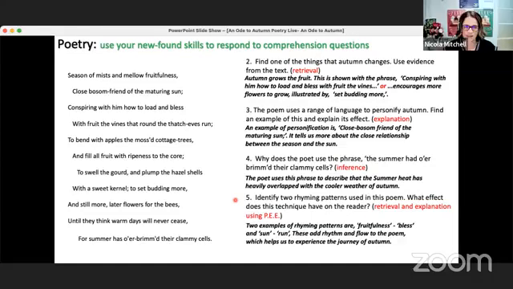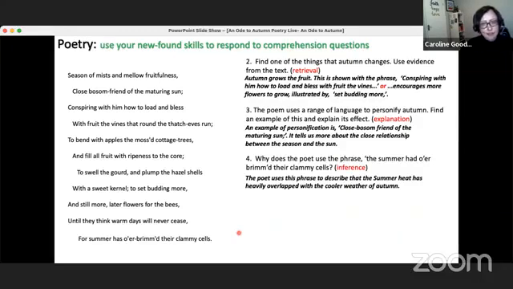So let's take a look at an example of a response. And here's the example. So 2 examples of rhyming patterns are, oh, somebody's put one in here. Well done, Ritesh. Fruitfulness and bless, and sun and run. These add rhythm and flow to the poem, which help us to experience the journey of autumn. And I tried very hard when I was reading this to you to emphasize the rhyming words in the poem. And that's quite hard, actually, when each line is quite long.